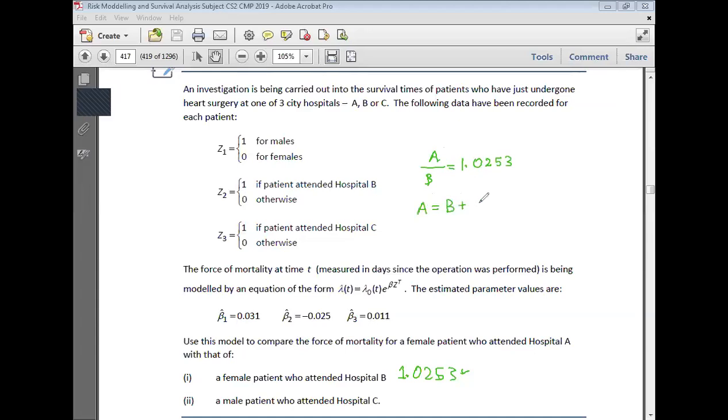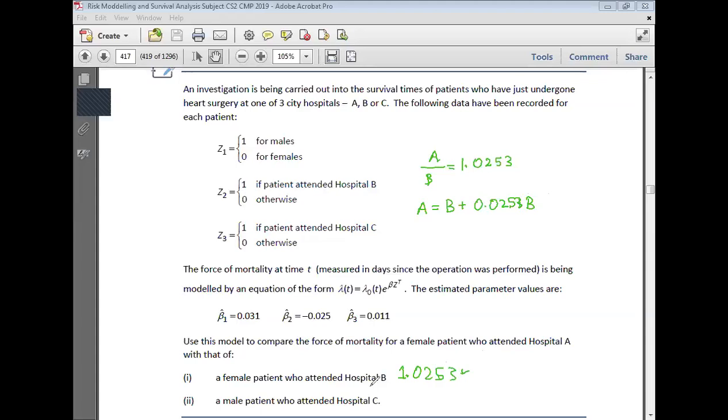1B plus 0.0253B. So any change that you make in B is going to have a one-to-one effect on A for sure, but there is some additional effect of 0.0253 proportion. And that is the way to interpret this particular thing.